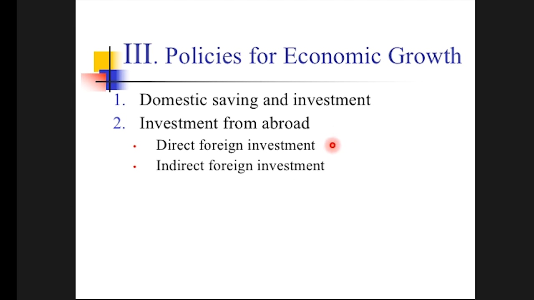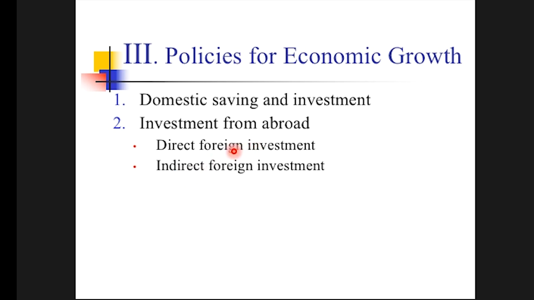There are two types of investment: direct foreign investment and indirect foreign investment. These two types of investment were mentioned in the previous lecture on the balance of payments. So now we have more explanation for foreign direct investment and foreign indirect investment, which we call FDI or FII.